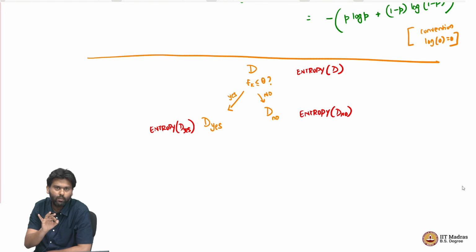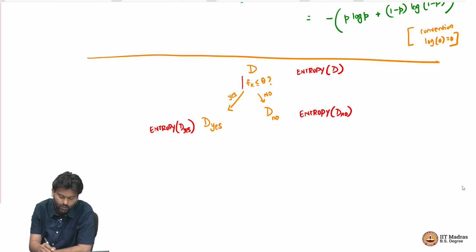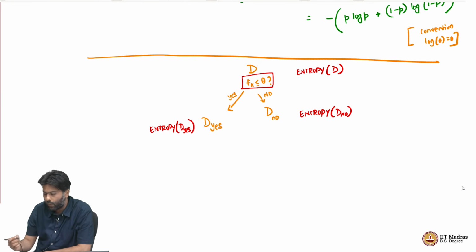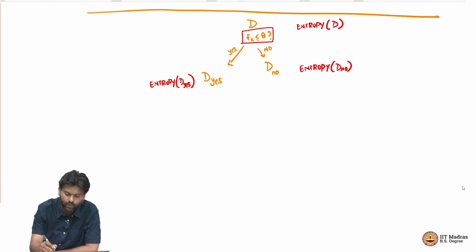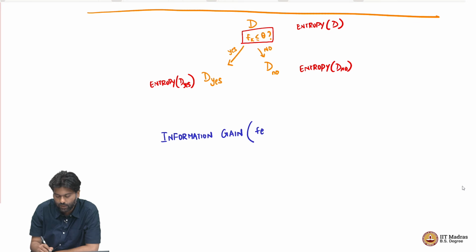But then there are 3 numbers. We need to associate a single number to measure the goodness of a question. So, how can we convert these 3 numbers in a natural way to associate a goodness for a question f_k less than or equal to theta? Well, perhaps the most natural way to do this is the following. You look at what is usually called, from information theoretical underpinnings, the information gain of a feature, value pair.